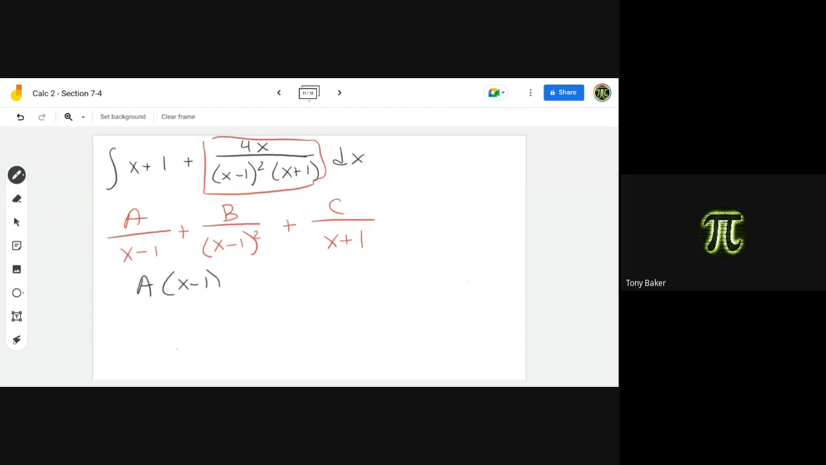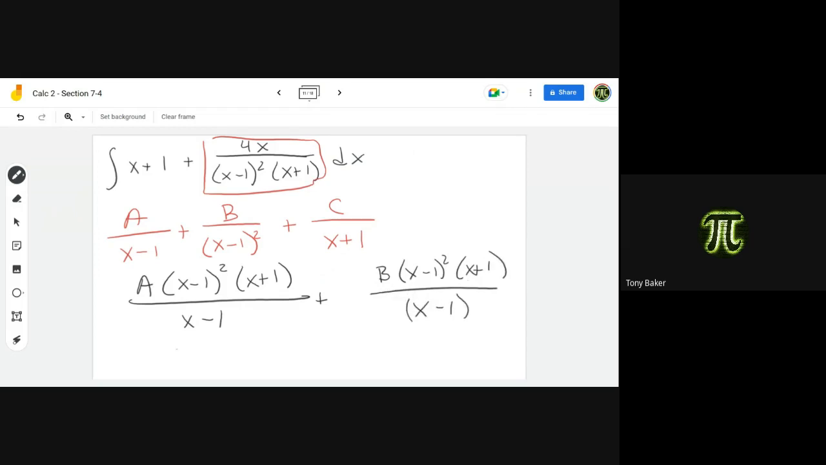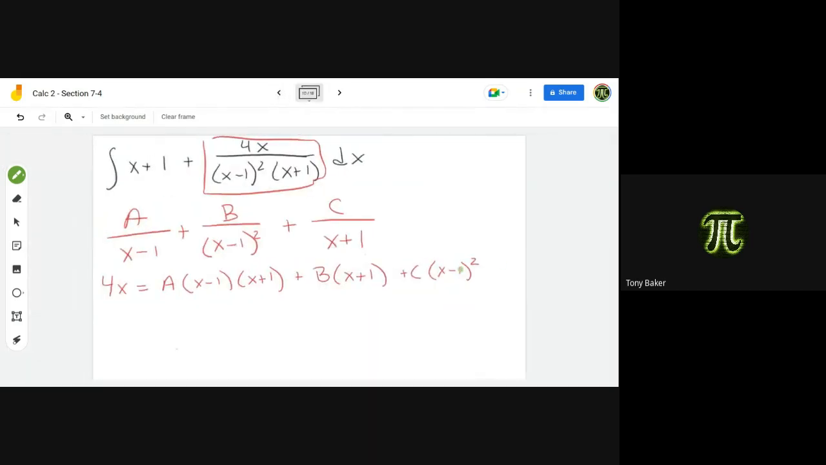Okay, so a (x minus 1) squared (x plus 1), because that's my common denominator, correct? Over x minus 1, because that's that first fraction. Plus b (x minus 1) squared (x plus 1) over (x minus 1) squared. So in this situation, one of those x minus 1s is going to cancel out with that. So all I have left is x minus 1 and x plus 1. And in that second one, all I have left is the x plus 1. That's why I have that written there.